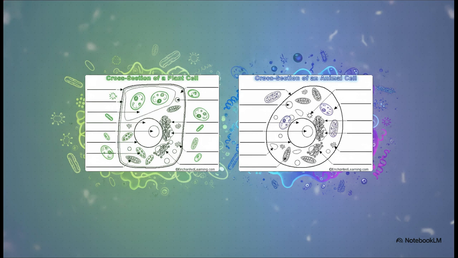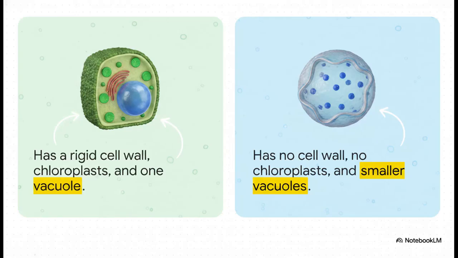The animal cell, though, it's roundish and highly irregular in its shape. So why do they look so different? Well, the plant cell needs a thick, rigid cell wall made of cellulose fibers to give it structural support. It also absolutely needs chloroplasts to capture sunlight and make its own food. And it features one massive central vacuole just to maintain its water balance.